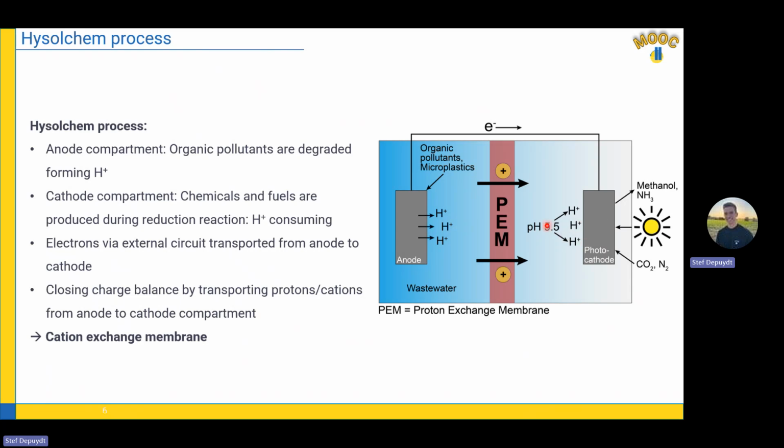So we don't want anions to transport from the right to the left side, because that way we will lose those products. What we want is only a transport of cations, of protons, from the left to the right. So we are in need of a proton exchange membrane or of a cation exchange membrane in between. So that's why it's important for our project to synthesize a good working proton exchange membrane.